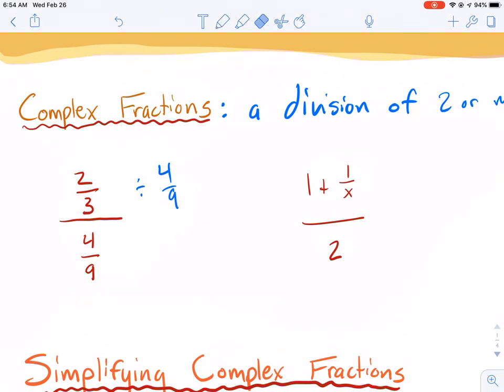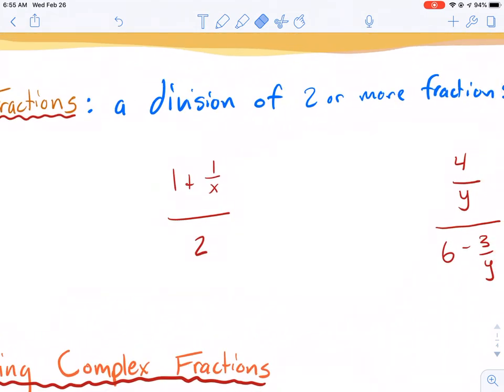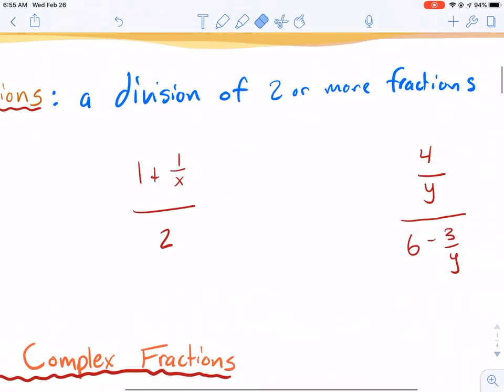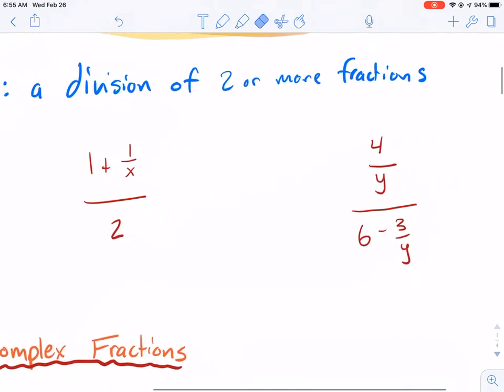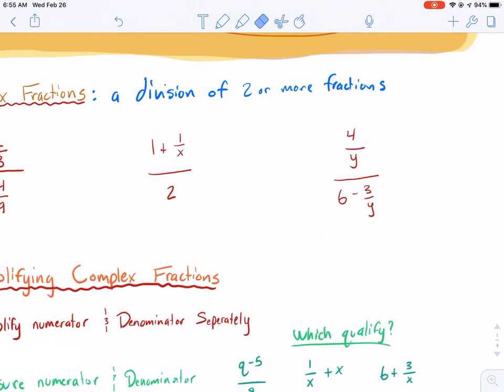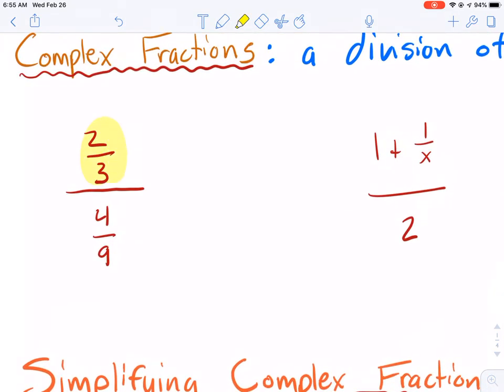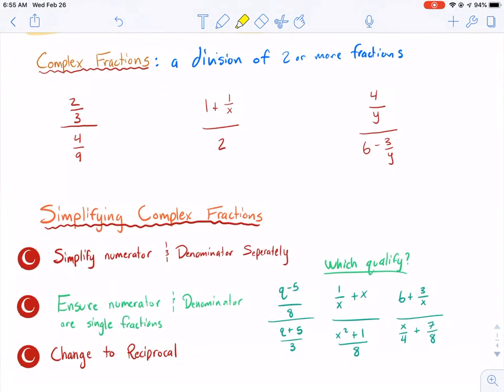Of course, they get more complicated. Over here, we have 1 plus 1 over x, so we have addition over 2, or divided by 2. Then we have, finally, 4 over 9 divided by 6 minus 3 over y. So we can have addition or subtraction in the denominator, which makes it a little bit more complicated. Ideally, we have the situation we have in the first complex fraction, where we just have two fractions with no addition or subtraction in the denominator. So let's move on to how we simplify.